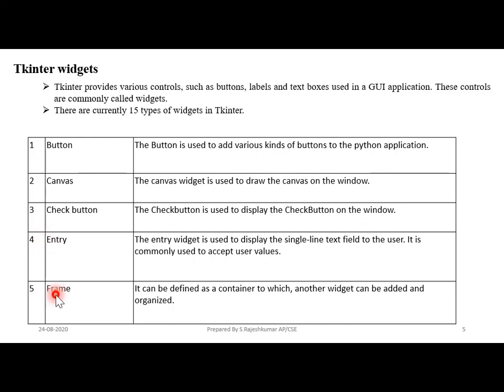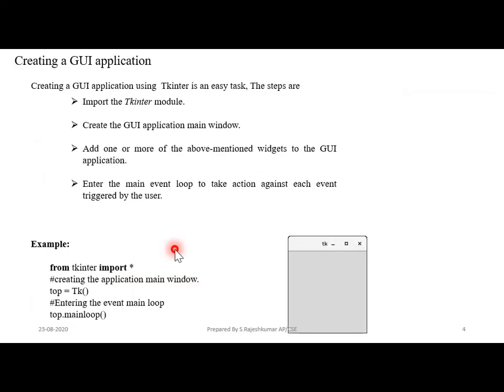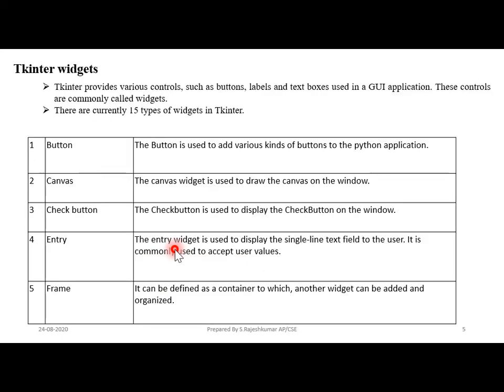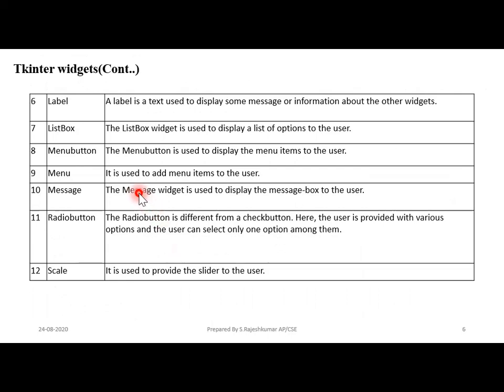Okay, when you are creating such a frame, within that frame you can bring many widgets. So you can organize a set of widgets into a single place, that means a frame, right? Okay, right. Next one is label. It allows you to display messages or information about the widgets. And list box, it's just like a menu.